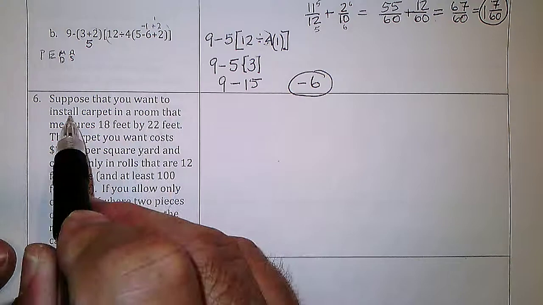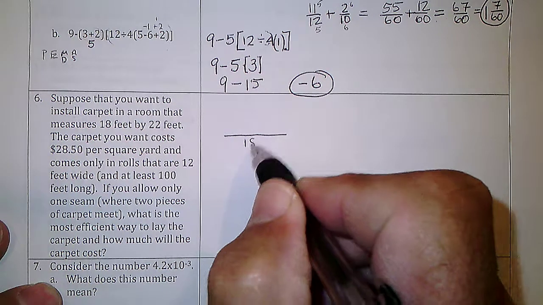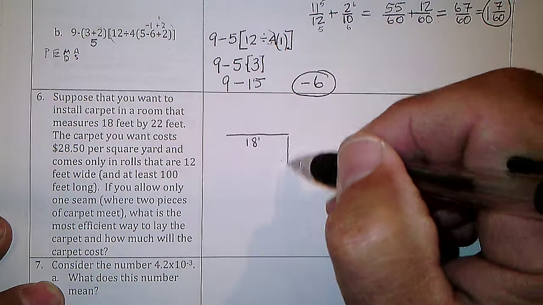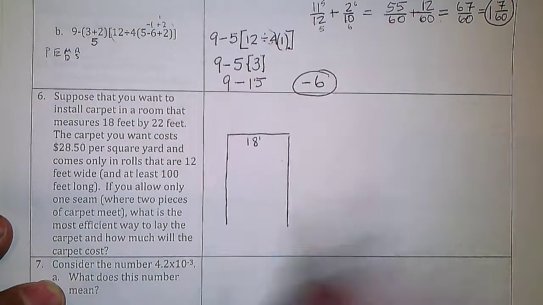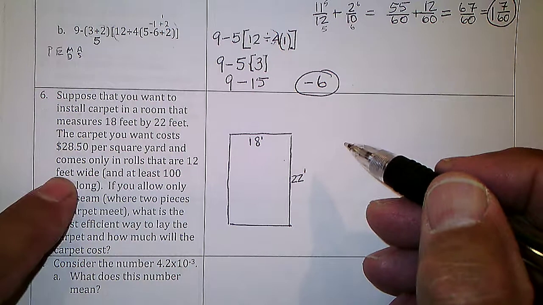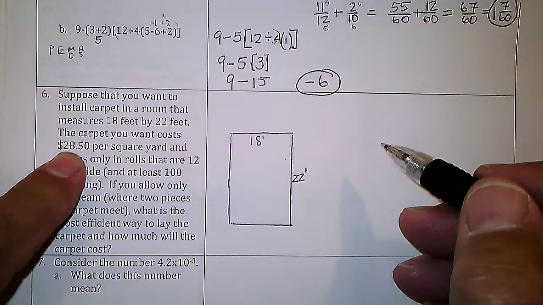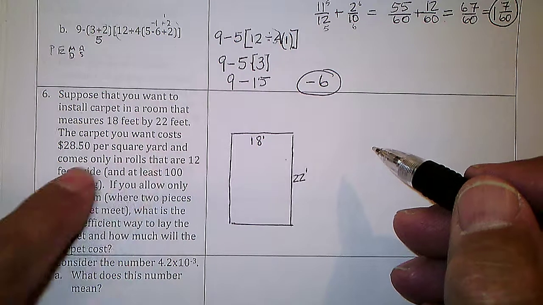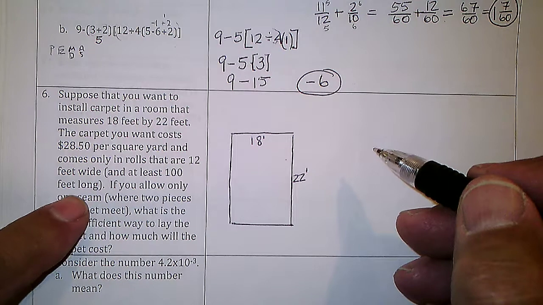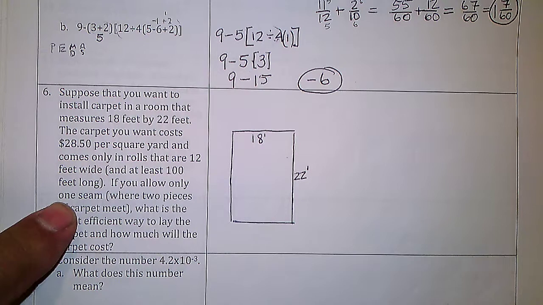Suppose you want to put carpet in a room that measures 18 feet by 22 feet. Ooh, I'll go this way, longer, 22 feet. And the carpet you want costs $28.50 per square yard and comes in rolls that are 12 foot wide and at least 100 feet long. So it's going to be plenty long. We just got to be efficient on how we do it. You only want one seam.